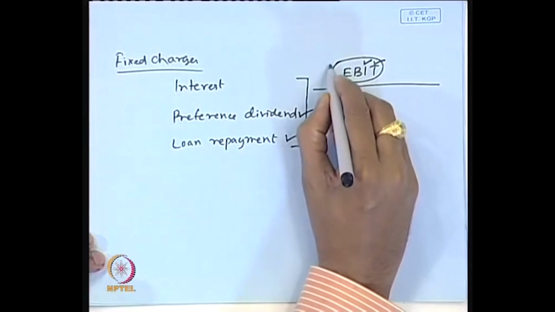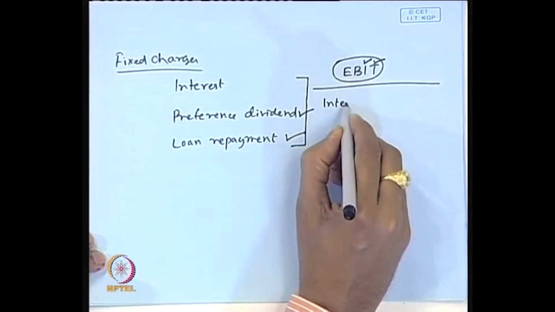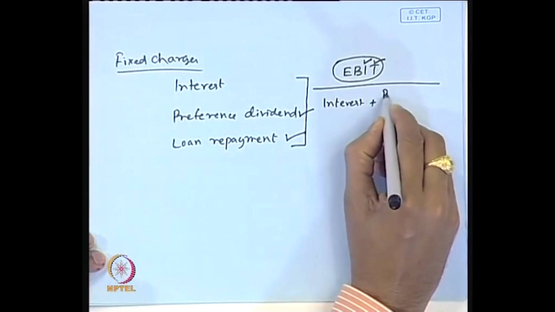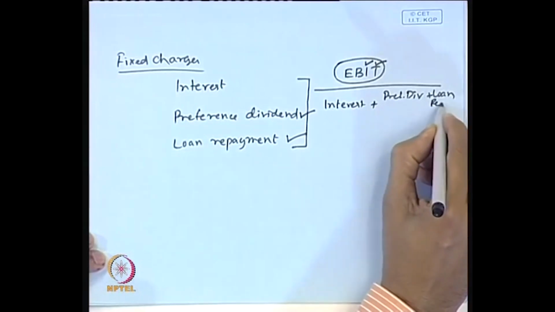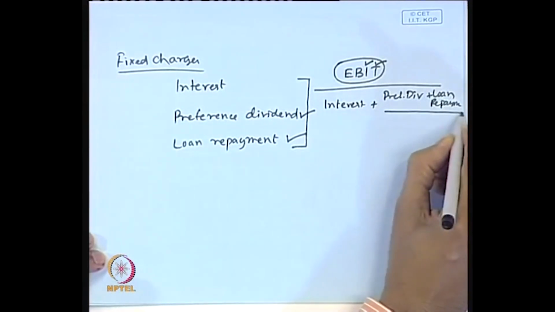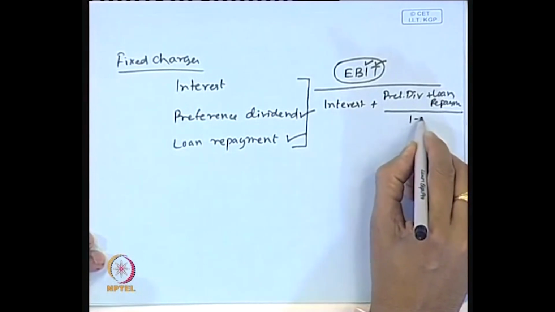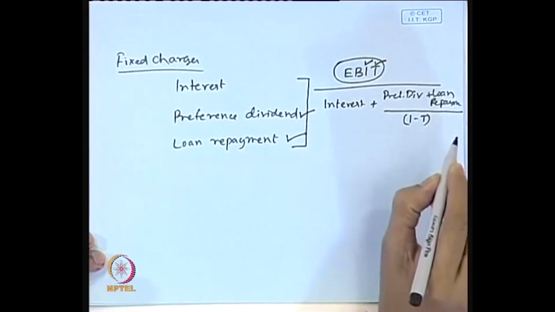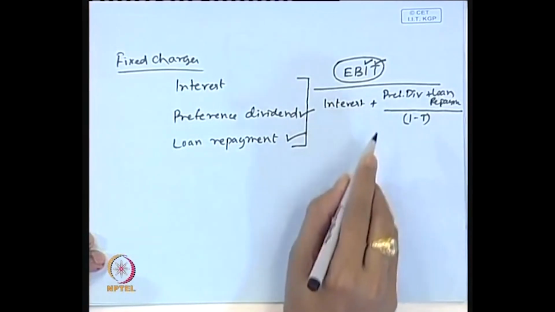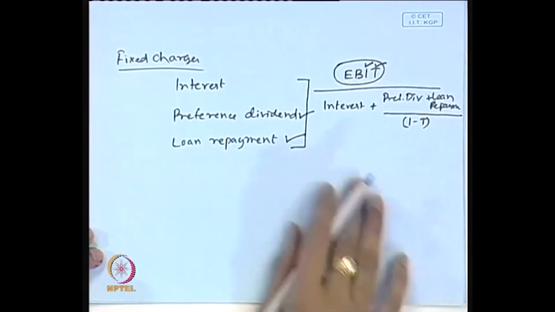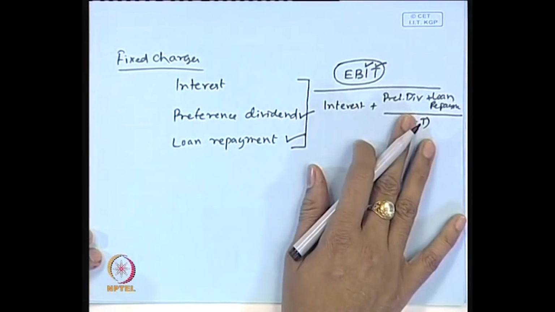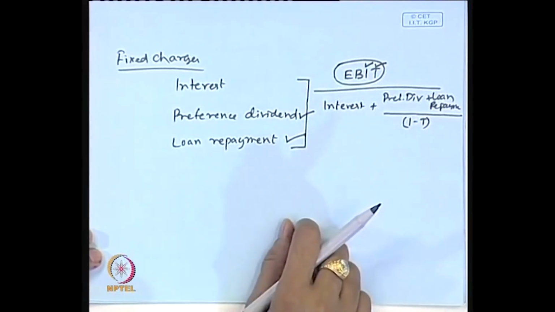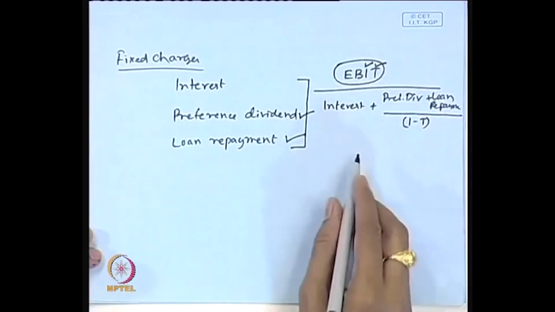So, in this case EBIT is in the numerator, and interest is in the denominator plus preference dividend and the loan repayment portion, but that has to be adjusted for 1 minus t. Interest has a tax effect, because you get tax relief by claiming interest, but you do not get any tax benefit by claiming preference dividend or loan repayment. So, to take care of that tax effect, they divide by 1 minus t.